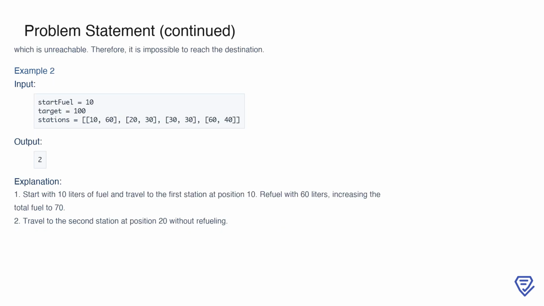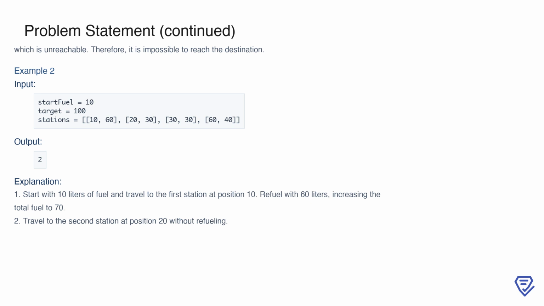Now consider the second example. Here, you start with 10 liters of fuel, and the target is 100 kilometers away. There are 4 gas stations along the route, at positions 10, 20, 30, and 60, each offering different amounts of fuel. First, you travel to the station at position 10, using 10 liters of fuel, and refuel with 60 liters, bringing your total fuel to 70.